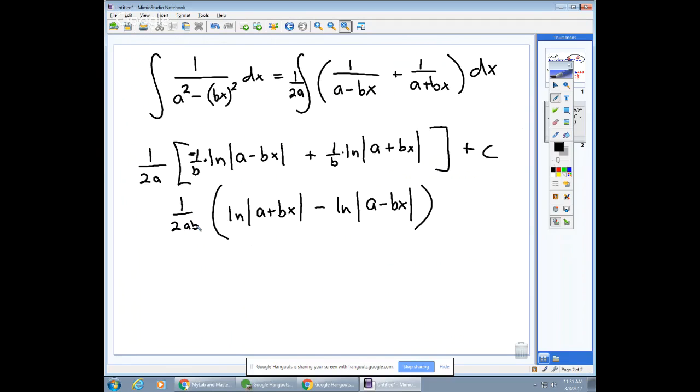And that's the thing Jared noticed. He noticed that you would get 1/2 of the reciprocal of ab every time you did a problem like this as a constant multiple, which is kind of cool. That just pops out like that. And we can clean this up further, right? Because we have a rule that says if we have the difference of logarithms, that's the log of a quotient. So I get 1 over twice ab times the natural log of the quotient of a plus bx over a minus bx. So that condenses pretty nice.